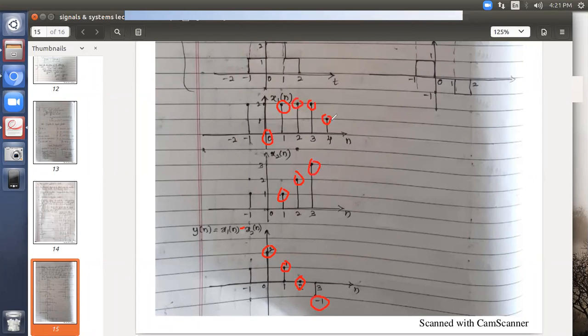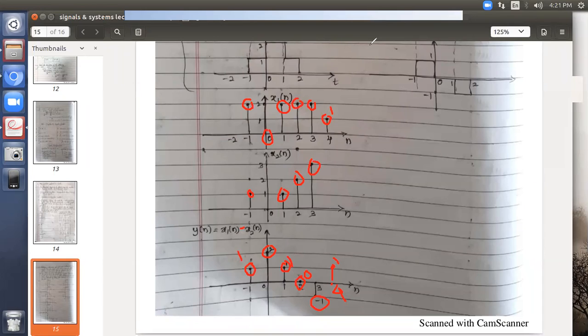Then at 4, you have 1 and here nothing. So again I should change it. At 4, you will get plus 1. Then at -1, it is 2 minus 1, which is 1. So this is 1, this is 2, this is 1, this is 0, -1 and 1. This is how the subtraction of two signals occurs. If you compare the continuous and discrete addition and subtraction, you will feel it is a bit easier.